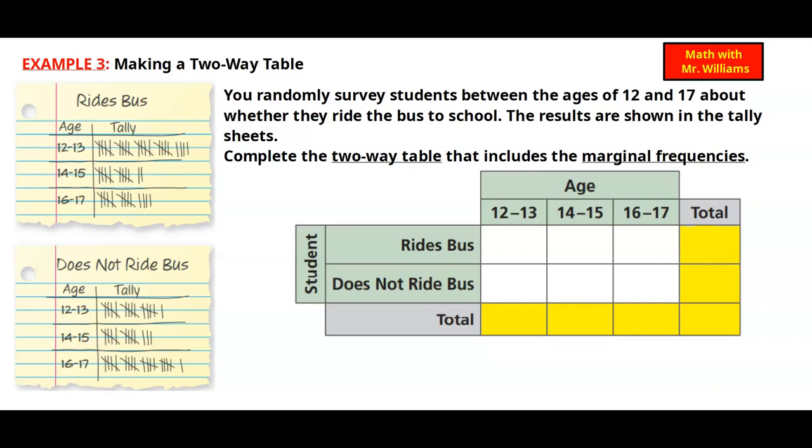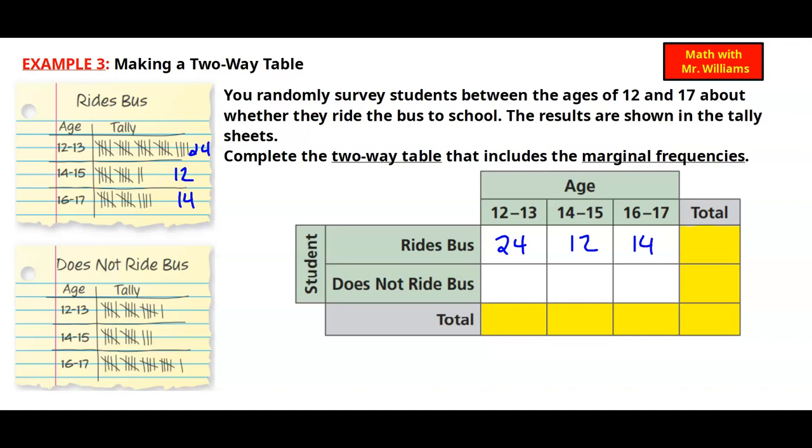Let's go to our tally sheet. Let's add them up. So we have 5, 10, 15, 20, and 4 more would be 24. So I'm going to come back to my two-way table. I'm going to put a 24 in the box. Then I go to 14 to 15. We see 5, 10, plus 2 more would get us 12. Put that in the box. Now 16 to 17, we have 5, 10, another 4 would be 14. Put that in the box.